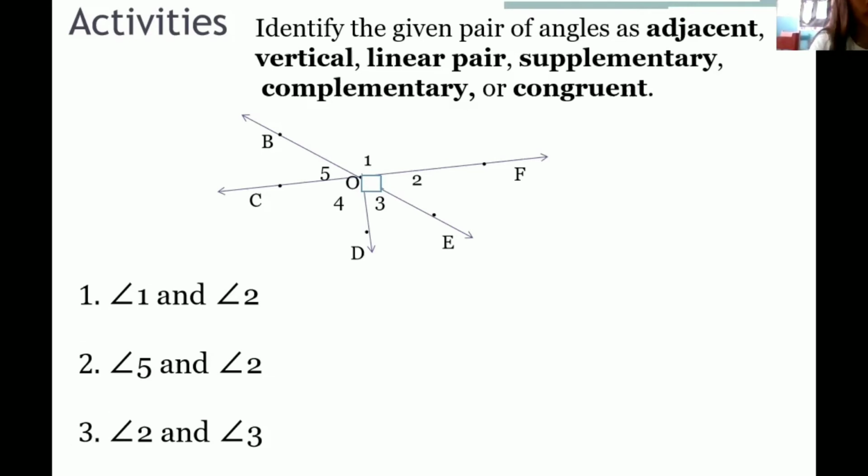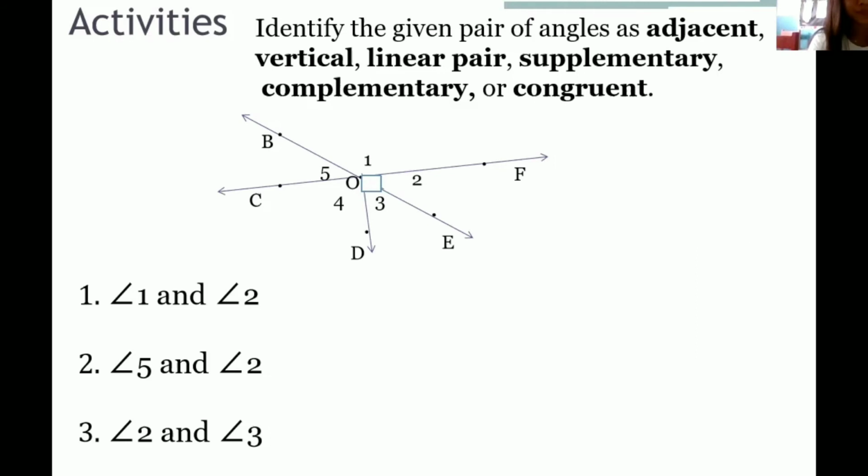Okay, so let us recall first what is adjacent. Adjacent angles: two angles are adjacent if they have a common side. Then two angles are vertical if they are non-adjacent and formed by two intersecting lines. Then two angles form a linear pair if they are adjacent and the non-common sides are opposite rays.